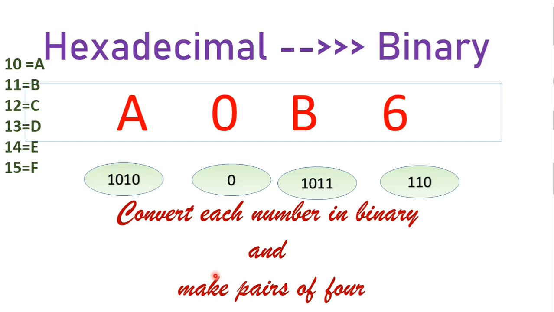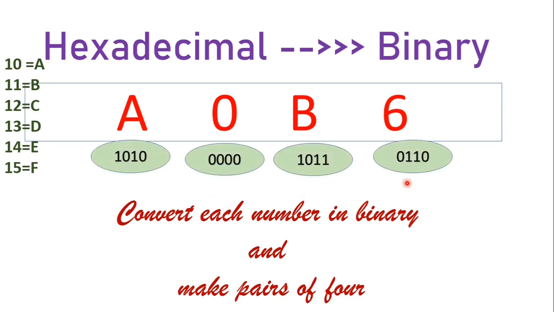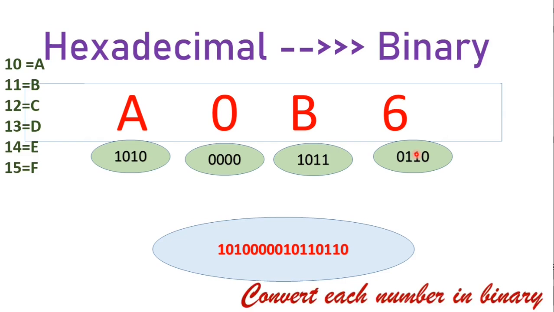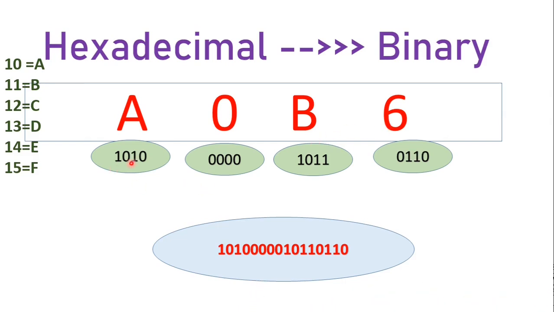The next step is you have to make groups of 4. So this is already a group of 4. This is not a group of 4, so you need to add 3 zeros towards the left hand side. This is already a group of 4. This is just 3 digits, so you need to add 0 towards the left hand side. When you do this, you get this. So you can say that the binary equivalent of A0B6 is 1010 0000 1011 0110.